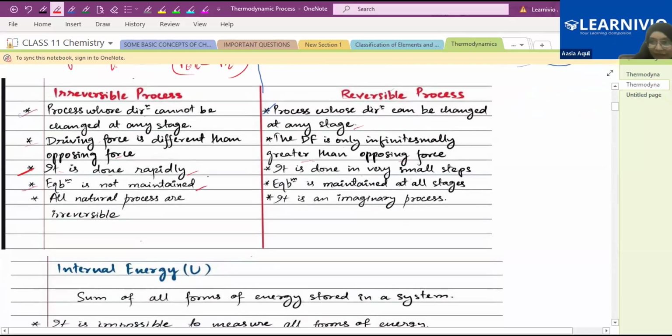Equilibrium will be only in the initial and the final stage, not in between. And what about the reversible one? Equilibrium is maintained at all stages.